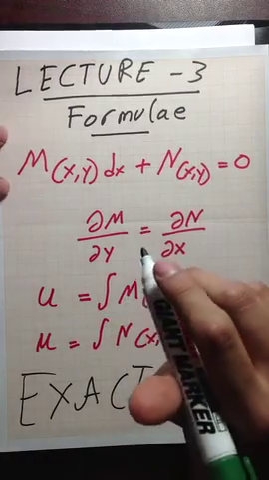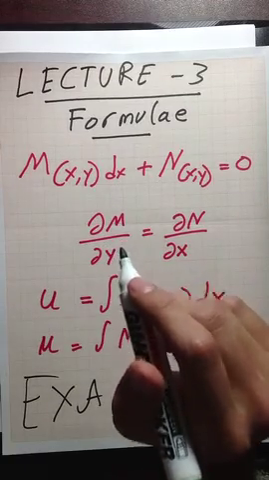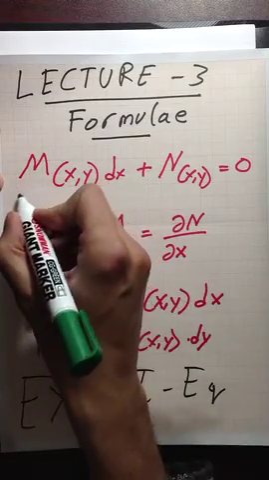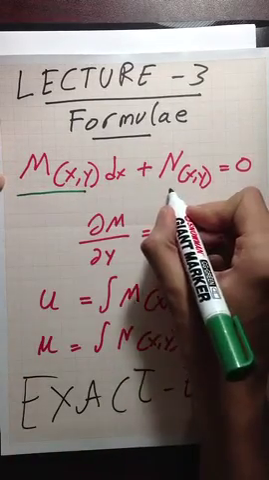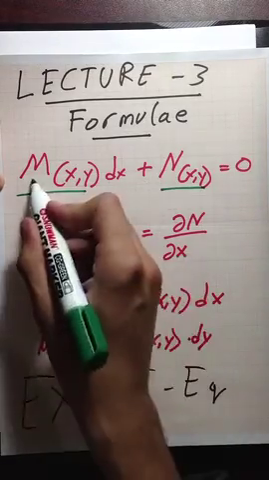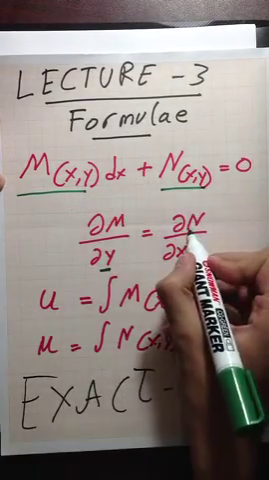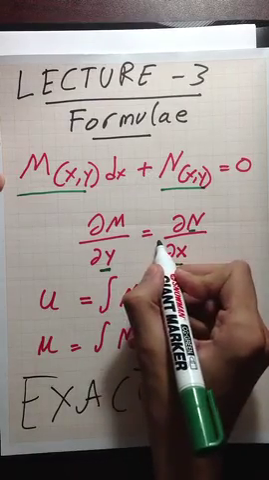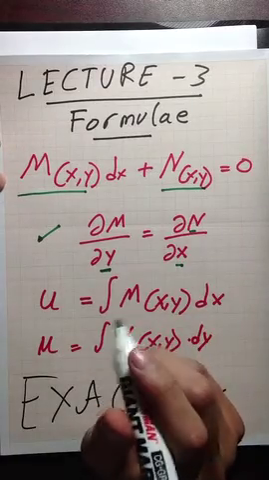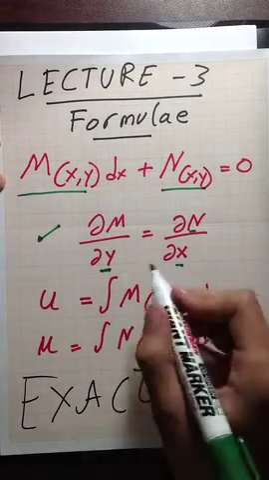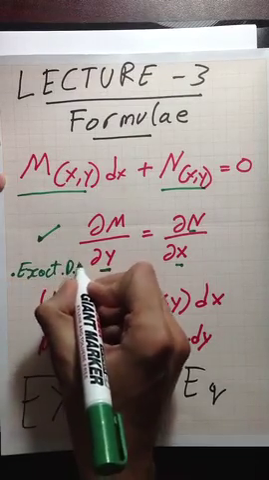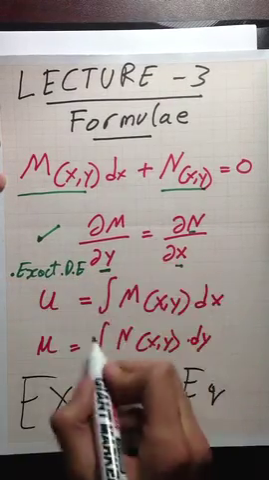The question will basically be asking you to solve the following differential equation, and the equation will be given in this format, where the first part will be M and the second part will be N. The first thing you should do is differentiate M with respect to y and differentiate N with respect to x, and they should be equal to each other. Once you confirm that the derivative of M and the derivative of N are equal, you should write next to it: exact differential equation.